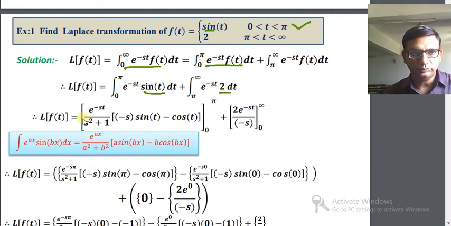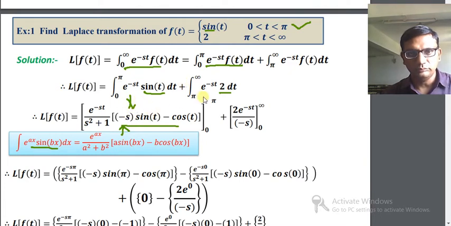Now evaluate the integration. Laplace of f(t) is equal to e raised to minus st upon s squared plus 1 into minus s sin t minus cos t. Here we are applying the integration formula: the integral of e raised to ax sin bx is equal to e raised to ax upon a squared plus b squared times (a sin bx minus b cos bx). This formula is applicable here for this integration number 1.